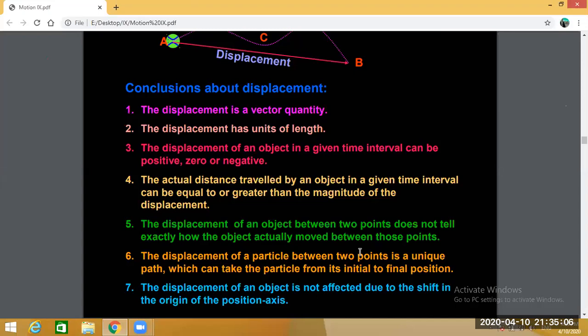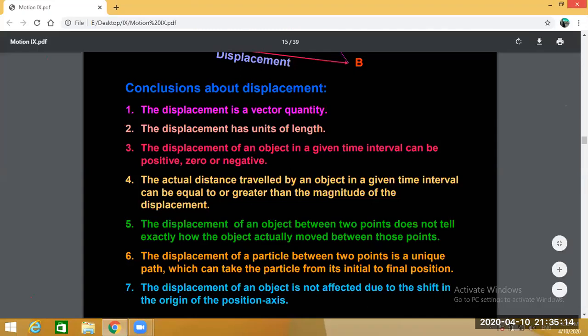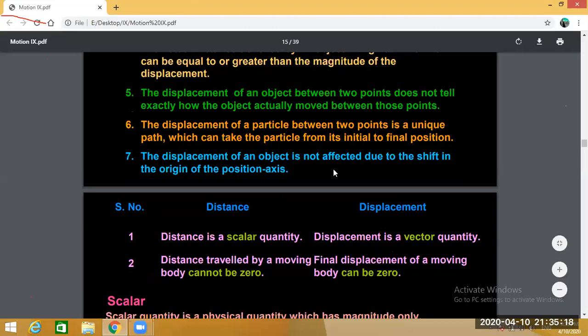Displacement of an object is not affected by a shift in the origin of position x. Displacement is not affected if one shifts the origin on the position axis.